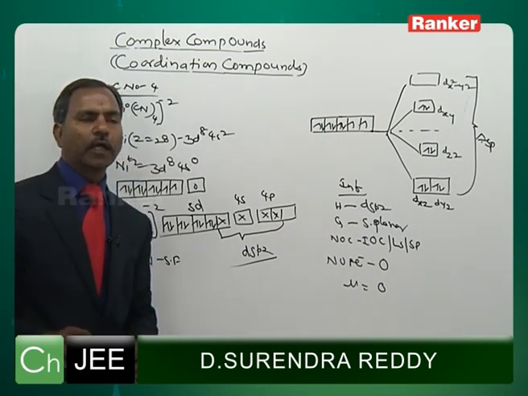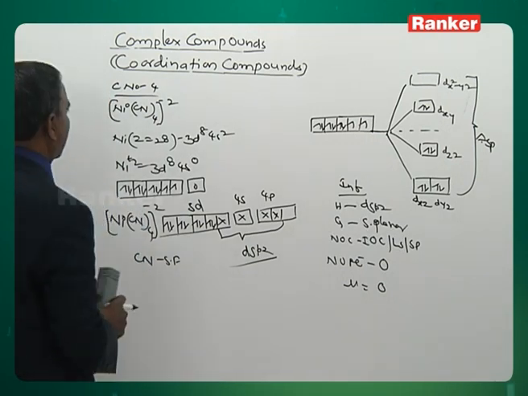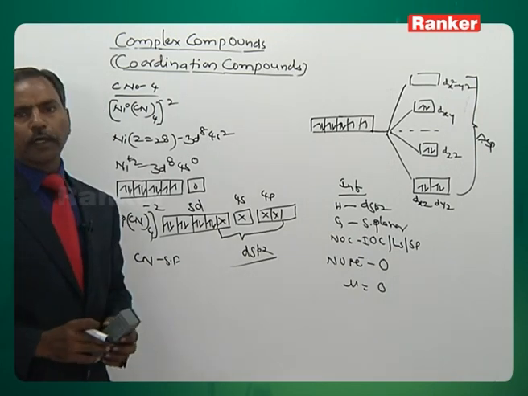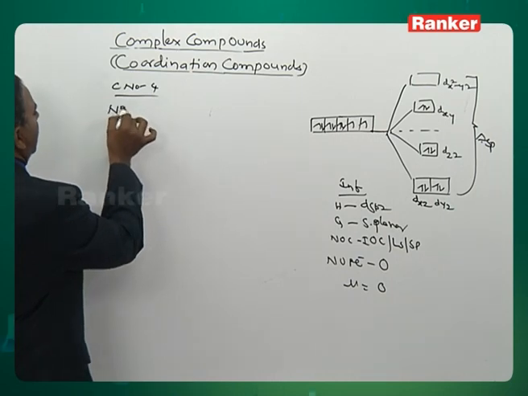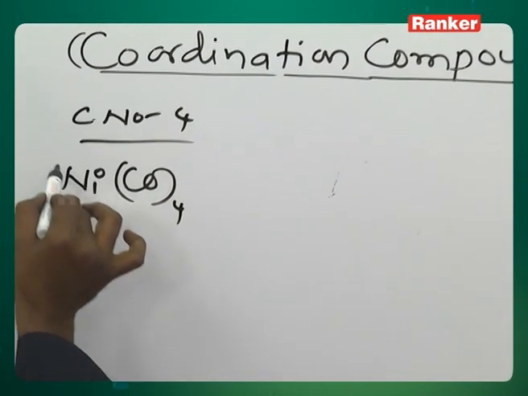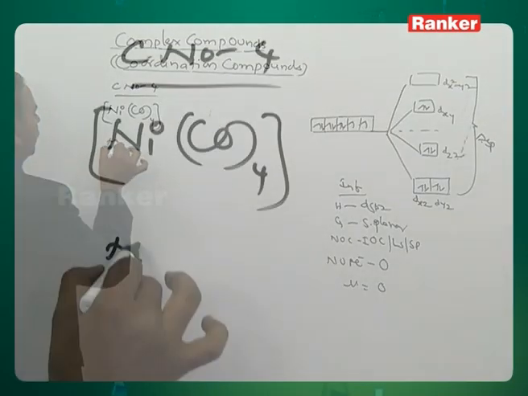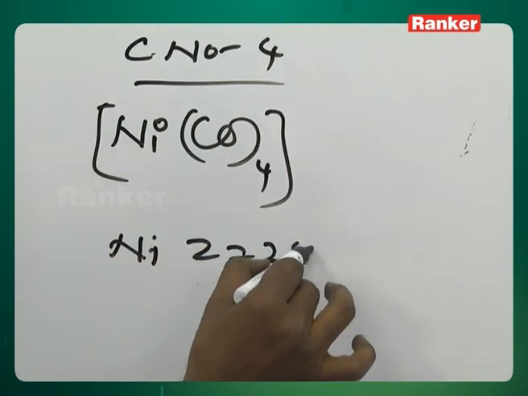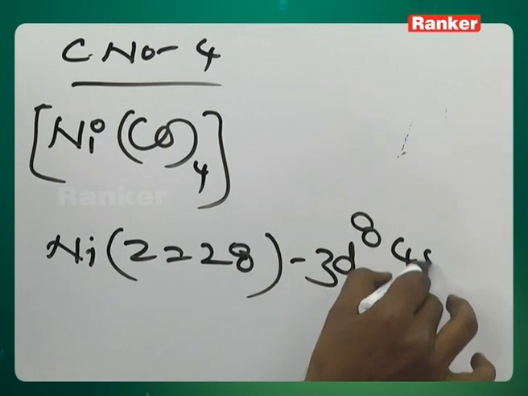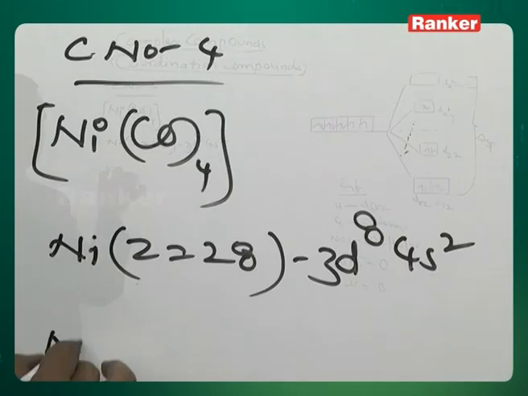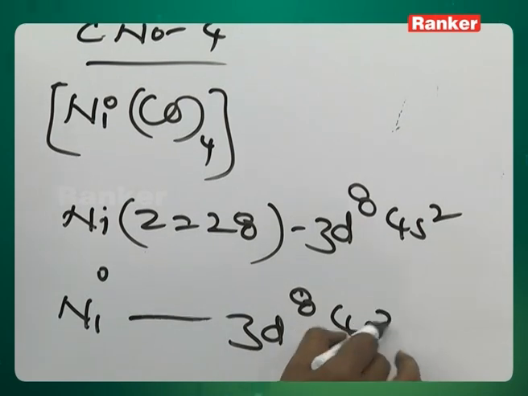It is again one more important complex with coordination number 4. One is nickel tetrachloride, second one is nickel tetracyanide. Let me discuss one more, nickel tetracarbonyl, how it will be now. So in coordination number 4, nickel tetracarbonyl. In nickel tetracarbonyl, the nickel oxidation number is 0. So nickel again, let me put the same steps. Nickel 28, it is 3d8 and 4s2.